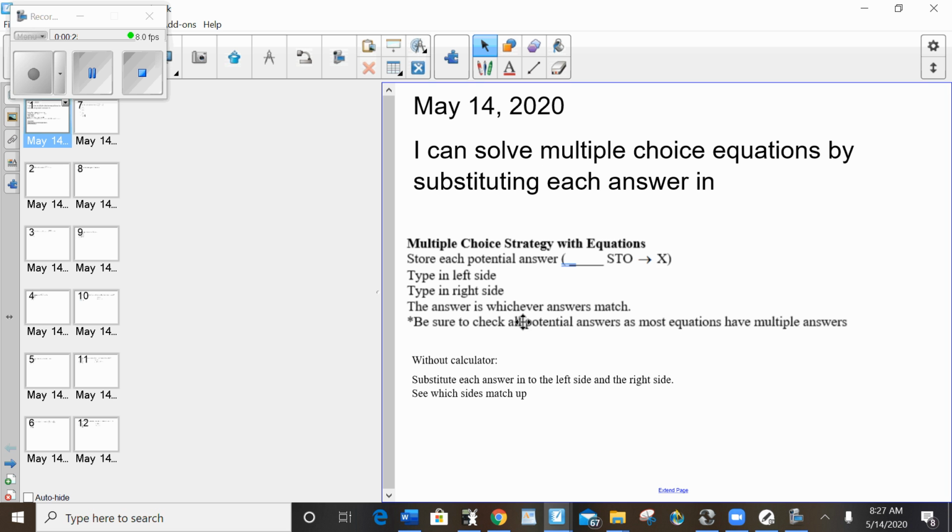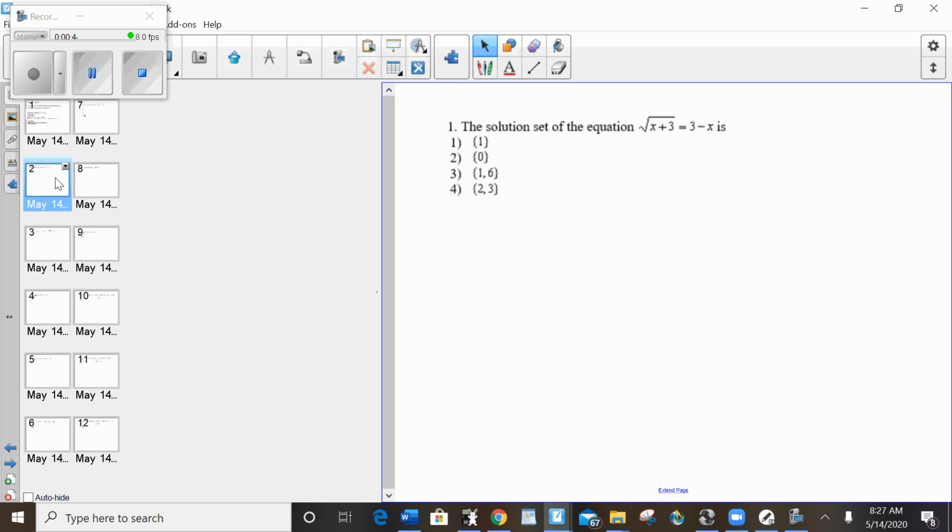Be sure to check all potential answers, as most equations have multiple answers. So if it's a quadratic equation, there's two answers, you have to check each one individually. If we're doing it without a calculator, then we're substituting each answer into both the left-hand side and the right-hand side, and we're seeing which ones match up. So let's take a look at number one here.